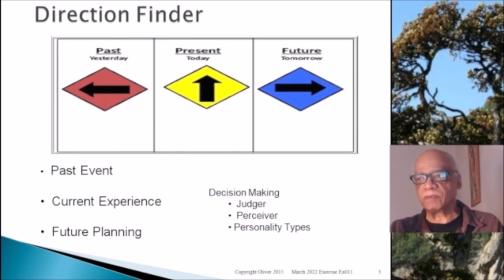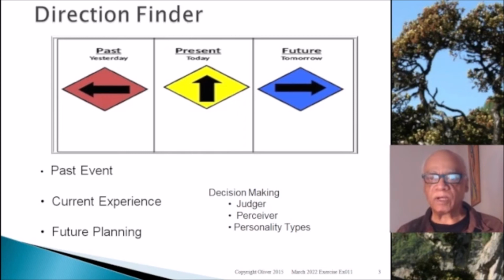So let's go through some of these filters. The first one that we've been working on, we did an exercise on it last week, is your direction finder. The key here is to understand where you physically orient your present. Where do you physically see your present? Directly in front of you, or to one side or the other, or behind? Where physically, if you were going to point to the future, where would you be pointing? And similarly, if you were to point to the past, where would you be pointing?